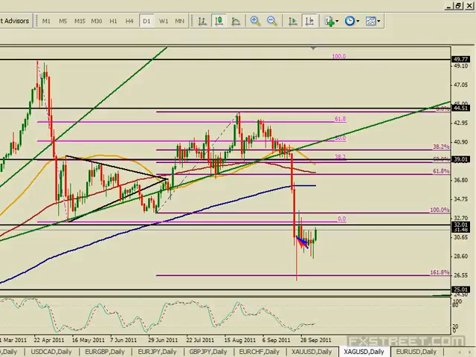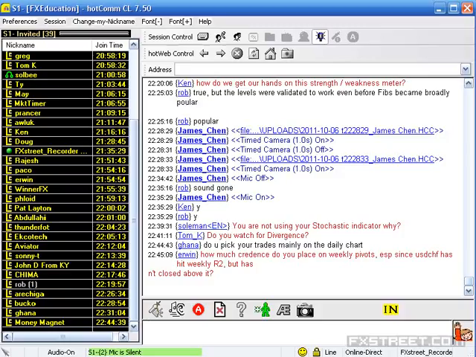Right now we're in a consolidation, but this is giving us some clues that we're getting rejection near the lows, both on gold and silver. Let me see if there are any questions here real quick. Okay.